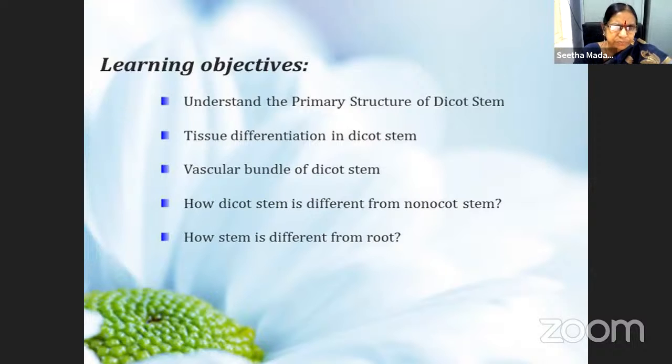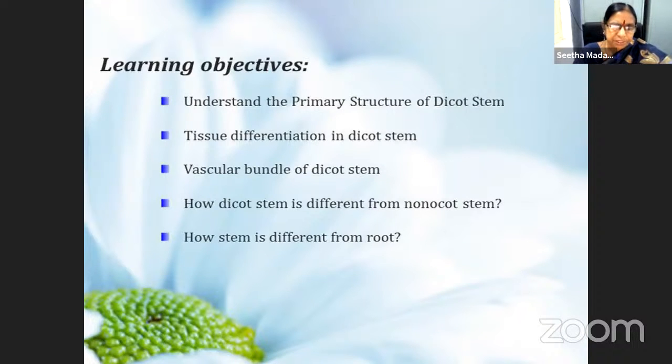Here, for learning dicot stem, there are some objectives, that is internal structure of dicot stem. To understand the primary structure of dicot stem, how it will be and what are the tissues present in dicot stem, then tissue differentiation in dicot stem. So there is differentiation of different tissues. So they don't possess only a single type of tissue, different tissues are there, so we have to study that.